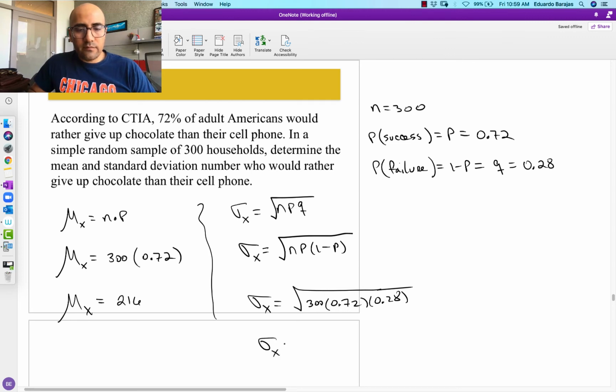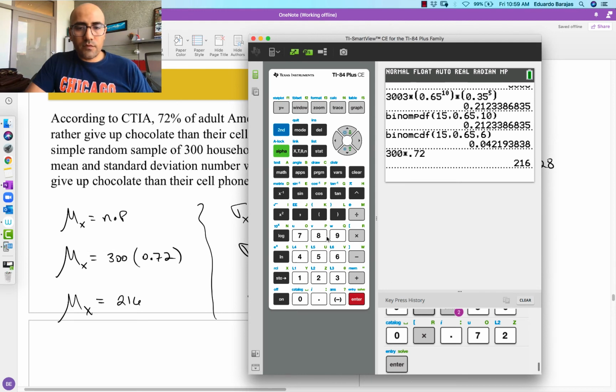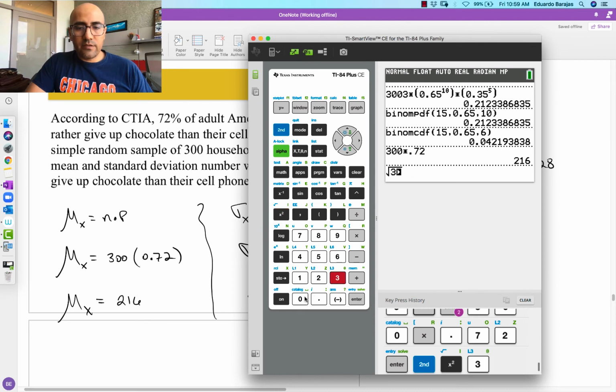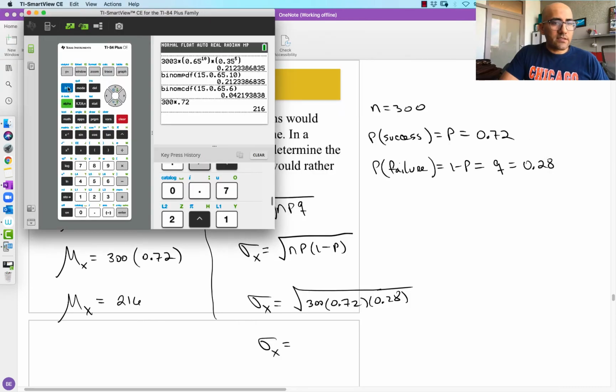So let's use our calculator. That's going to be the square root of 300 times parentheses 0.72 close parentheses times open parentheses 0.28 close parentheses. So the whole thing inside the root, and enter, and there it is.